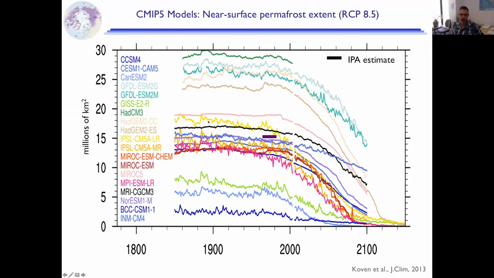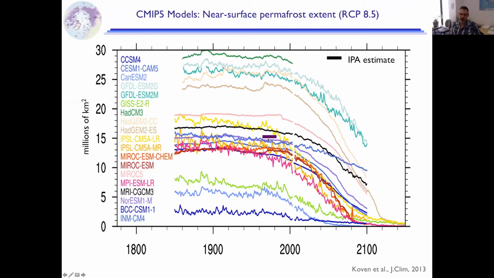What you can see is the models showed almost no agreement in anything. You could get models that had essentially no permafrost, 3 million square kilometers, to models that had 30 million square kilometers. Observations put it at 15 to 16 million square kilometers. So a huge range of model performance. The models all do indicate that permafrost will degrade, and there'll be less permafrost in the future, but we clearly don't have much confidence.